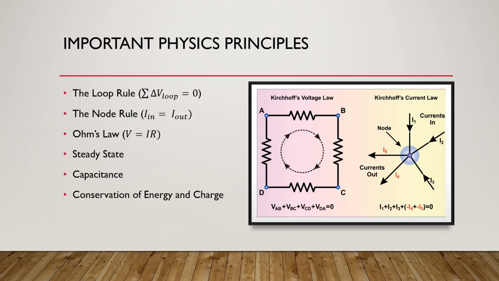Some important physics principles within this lab were the loop rule, which states that the total voltage within a circuit will be equal to zero, and the node rule, which states that current in equals current out. Ohm's law, which is that voltage equals current times resistance. Steady state, capacitance, and then the conservation of energy and charge.